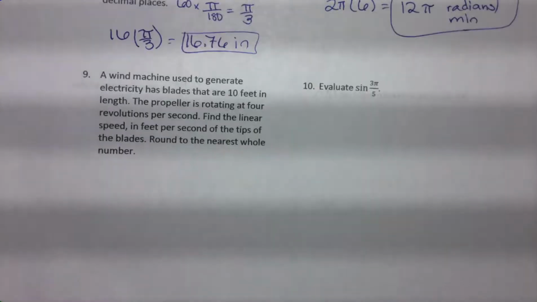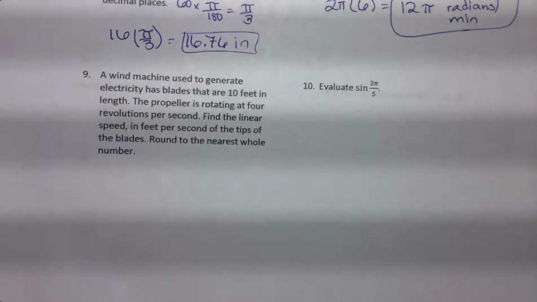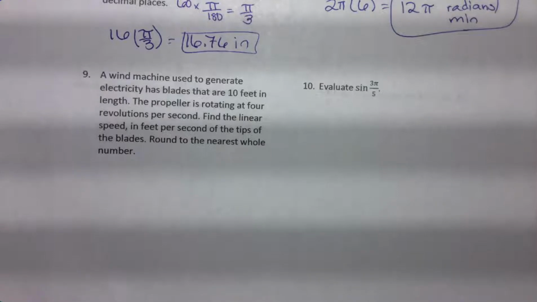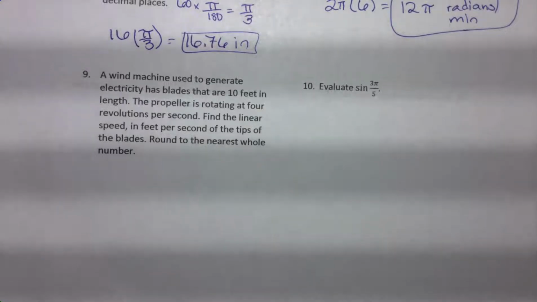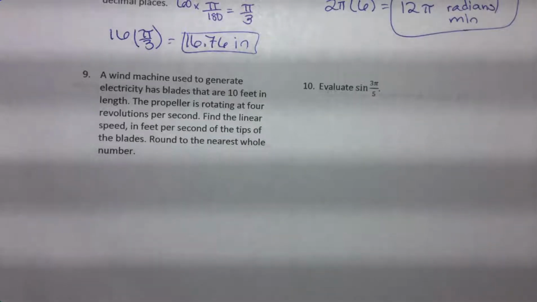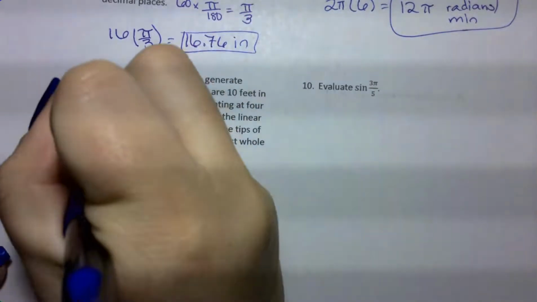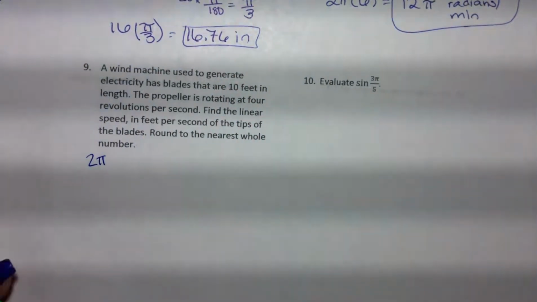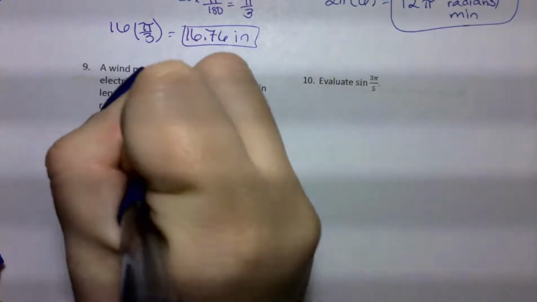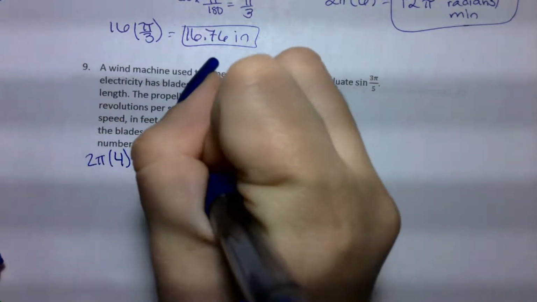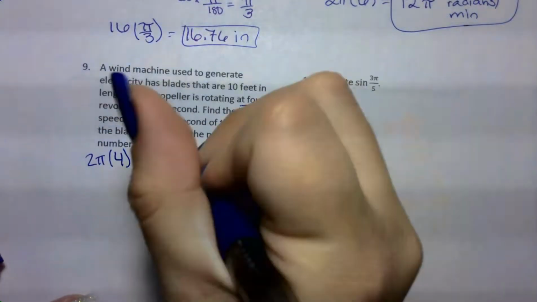So number 9 says, a wind machine used to generate electricity has blades that are 10 feet in length. The propeller is rotating at 4 revolutions per second. Find the linear speed in feet per second of the tips of the blades, round to the nearest whole number. The first thing I want to do here is figure out the angular speed. So I'm going to take 2 pi, because that's how long it takes to make a complete revolution. And this one told me there are 4 revolutions, so I'm going to multiply by 4. That gives me 8 pi radians per second.